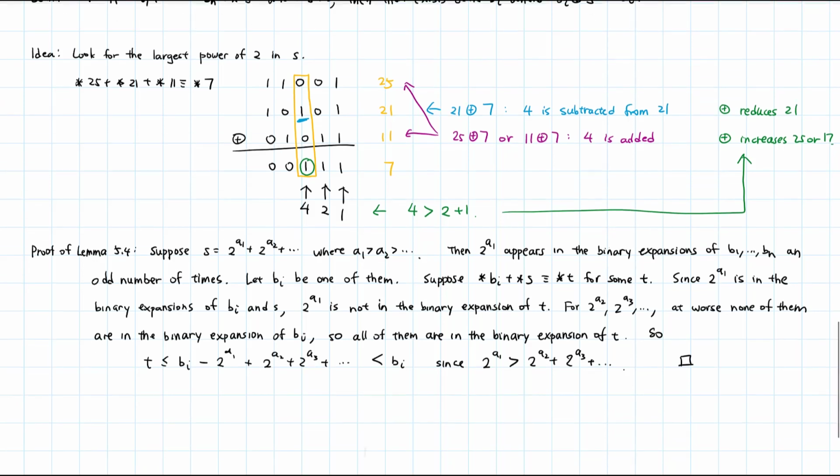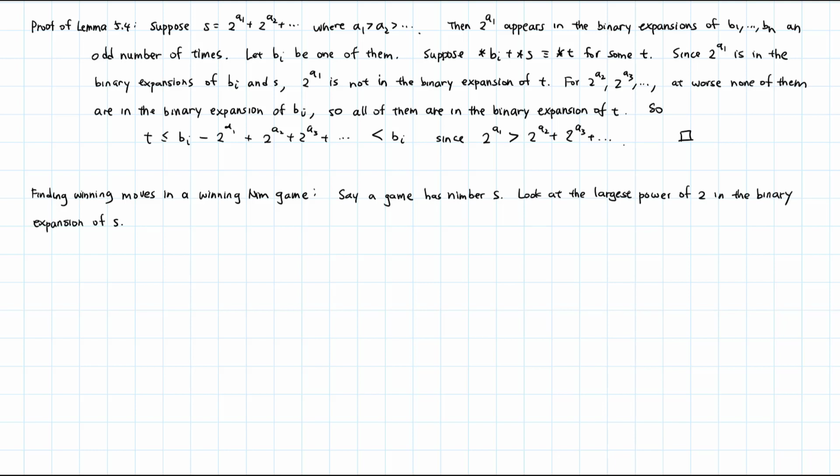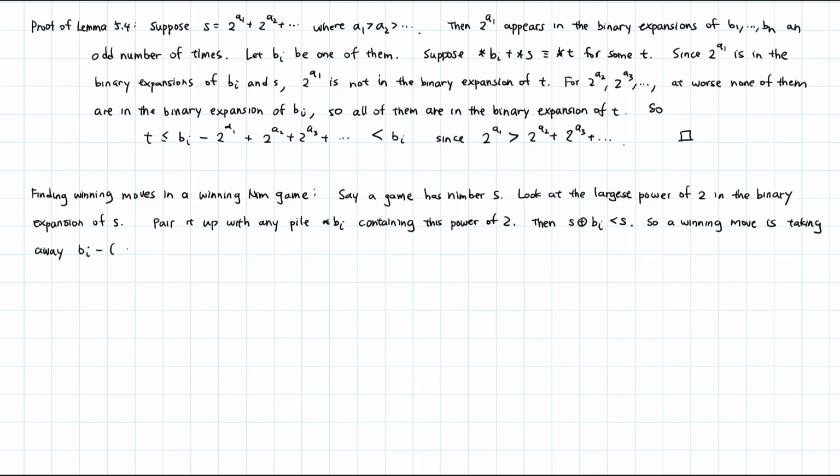Now this proof also gives us a way of finding a winning move in a winning game. Say a game has nimber S. We look at the largest power of 2 in the binary expansion of S. We then pair it up with any pile *Bi which contains this power of 2. Then our lemma tells us S + Bi is strictly less than Bi. So a winning move is taking away Bi minus (S + Bi) chips from the pile of *Bi. So that gives us the winning strategies of winning nim games.